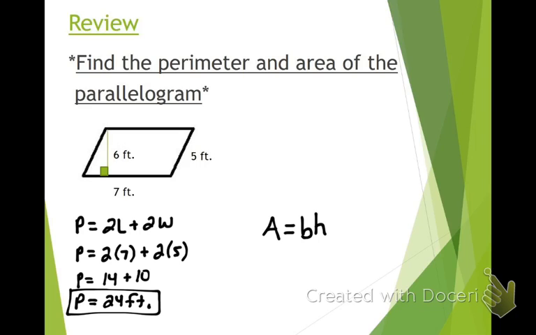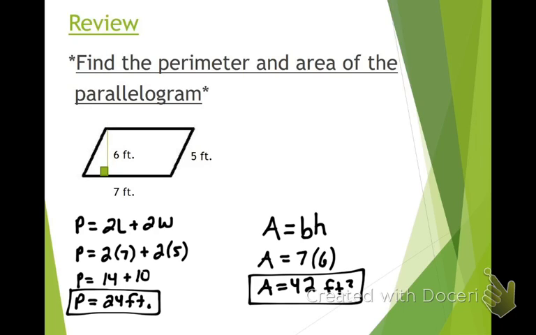So looking at this, I've got 3 numbers. There's a 7, there's a 5, and there's a 6. Which one is my base? 7. The 7. Why the 7? Because it makes the right angle with the height, okay? So we've got area equals 7 times, and what's my height? 6. All right, guys, what's 7 times 6? 42 feet squared. Okay, thank you for telling me it is squared feet because we are talking about the area. Okay, great job remembering how we did that.